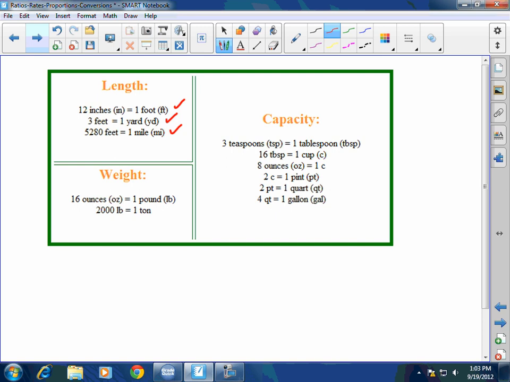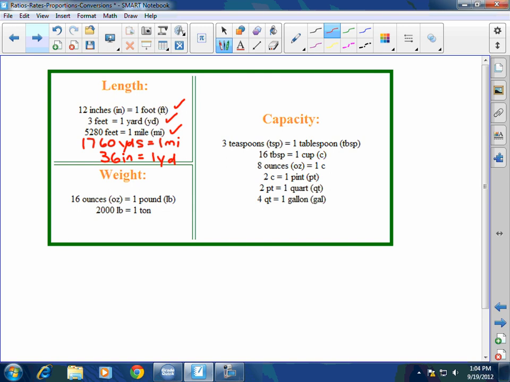I'm going to go ahead and add a couple. There's 1,760 yards in 1 mile. And also, there are 36 inches in 1 yard. You could have calculated that on your own, but those are pretty popular.